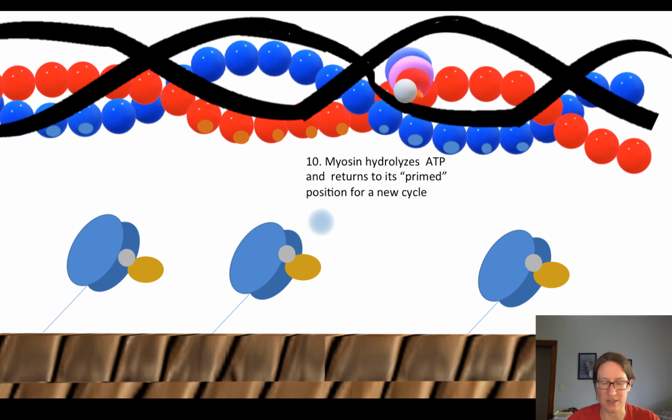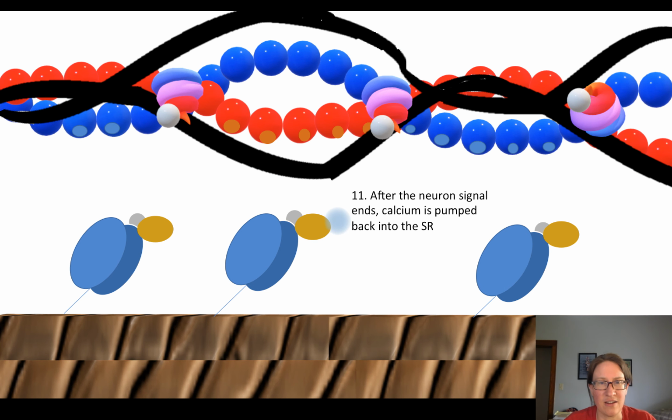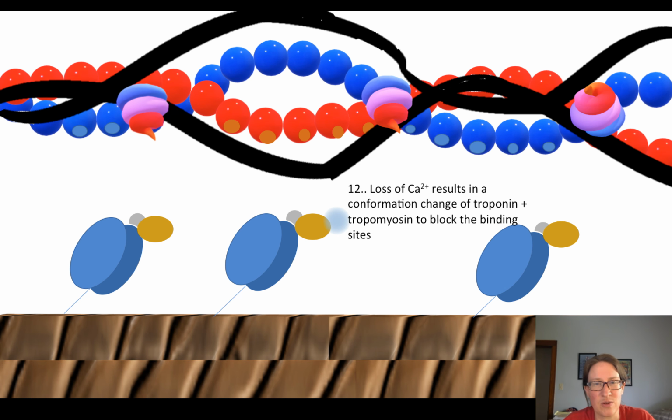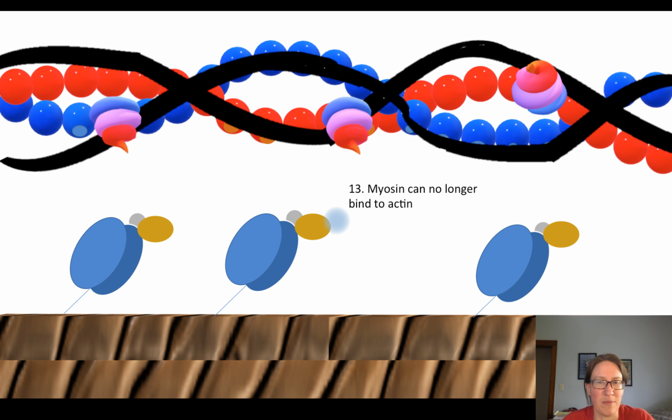So contraction will continue, and then as the signal from the motor neuron ends, calcium will then be pumped back into the sarcoplasmic reticulum, right, using active transport. And that's going to then lead to the conformational change for troponin and tropomyosin, such that myosin can now no longer tightly bind to actin. So that will bring the power stroke to an end.